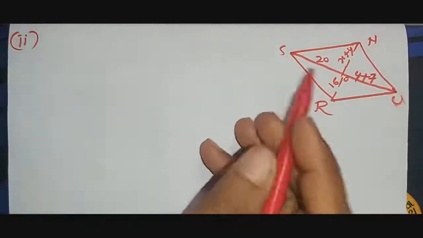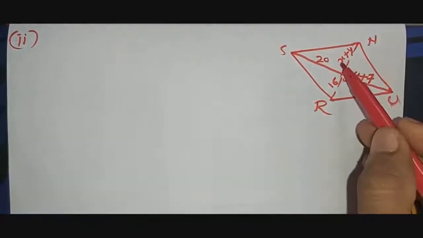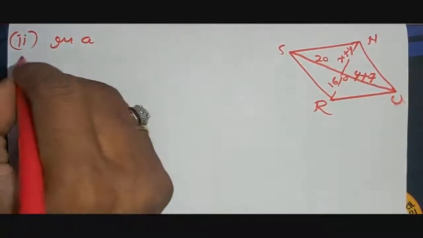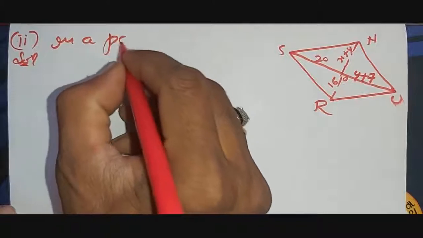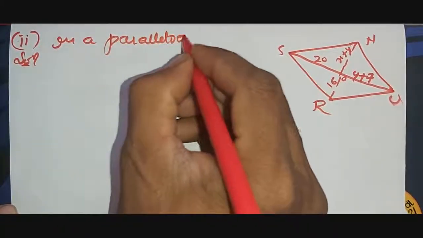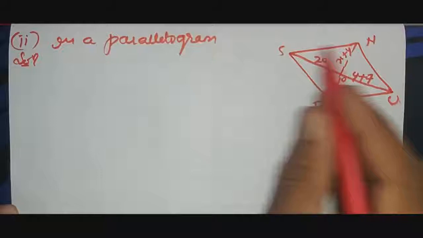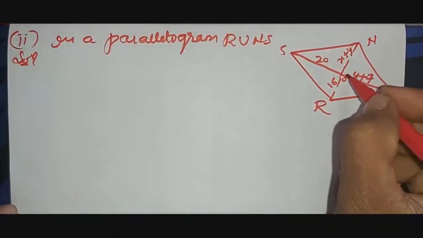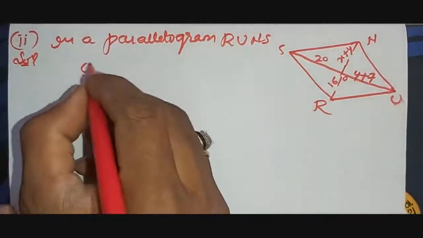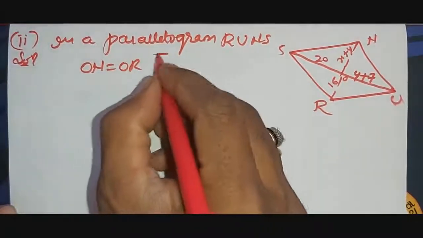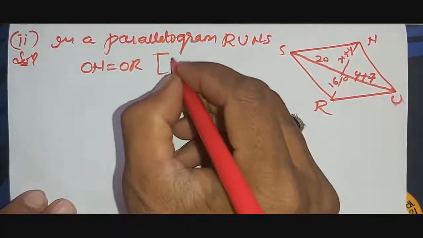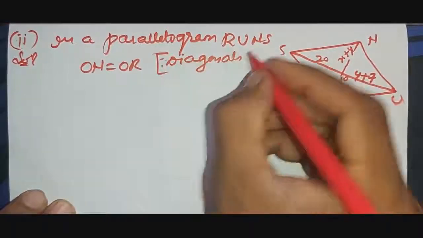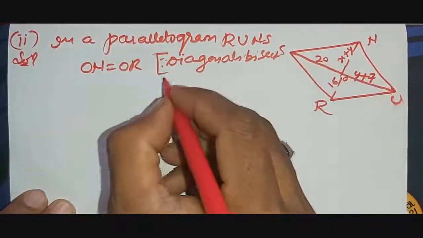Now let us discuss our second question in this only. In the given figure here, we need to find the values of x and y, right? In a parallelogram RUNS, here ON is equal to OR, because diagonals bisect each other.